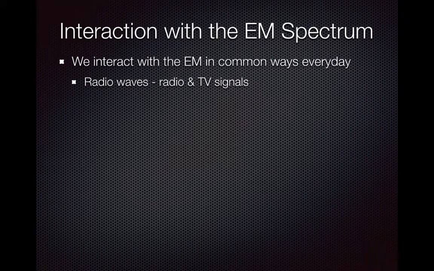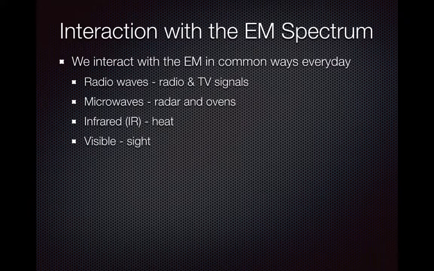So radio waves, very low energy. Our radio and TV signals are made up of radio waves, so we use those for that. Microwaves, well, we use those in microwave ovens, and microwave radiation is also generally what we use for radar. Infrared radiation is how we interpret heat. So our body picks up infrared radiation and says, "Ooh, that's hot."